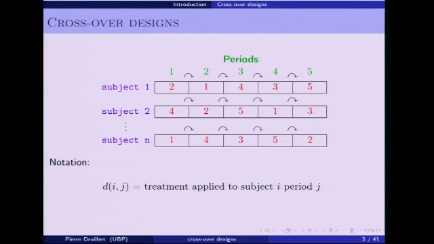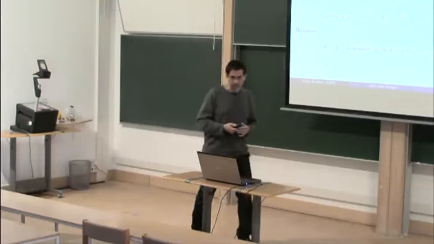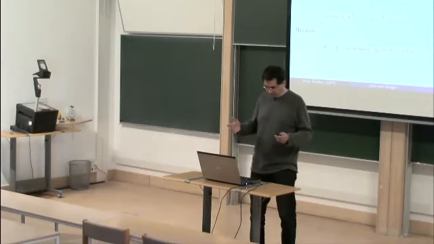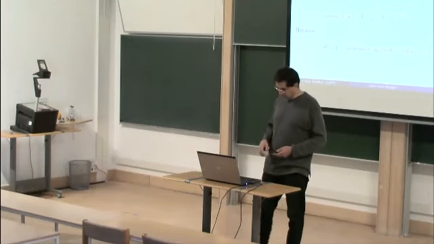So you have several subjects, or for field experiment several blocks, and you have several periods or plots. And for each subject you apply a sequence of treatments. And you are interested in the effect of the treatment. So the problem is what is the combination of sequence you have to put in the subject to obtain an optimal design.